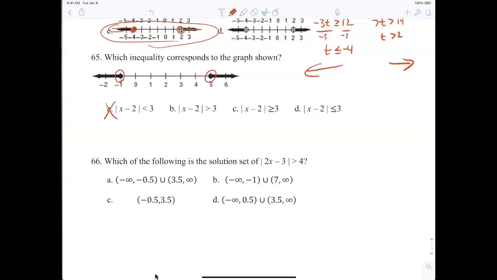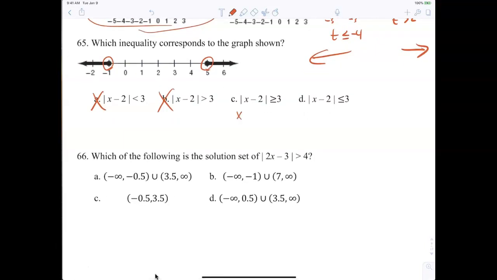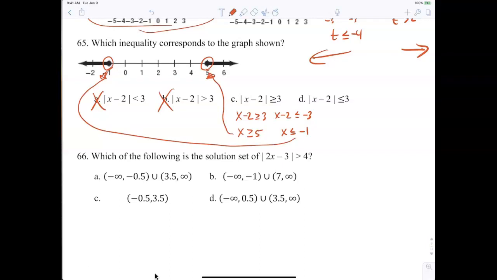So it can't be A and can't be B right off the bat. If you're doing it smart, you would notice, look at the graph. Now for C, we're going to do x minus 2 is greater than or equal to 3. Then you do x minus 2 is less than or equal to -3. So when you add 2, it would be greater than or equal to 5 and less than or equal to -1. And what do you know? Greater than or equal to 5, less than or equal to -1. Correct answer had to be C.